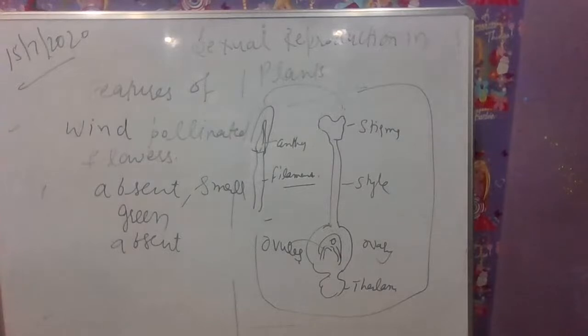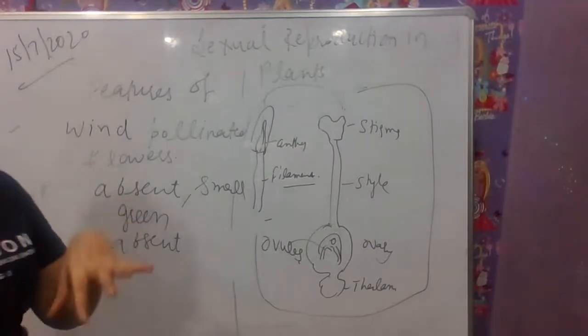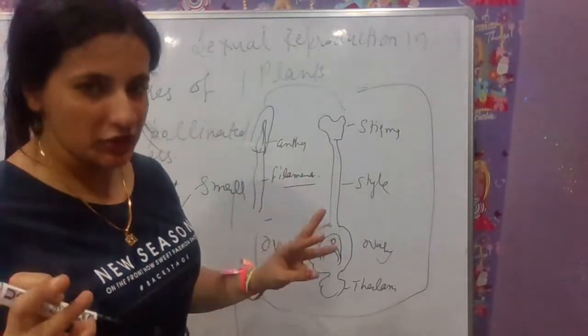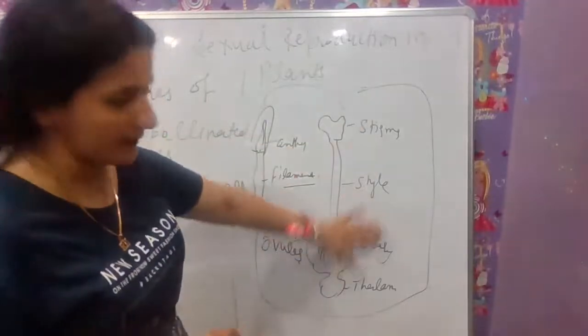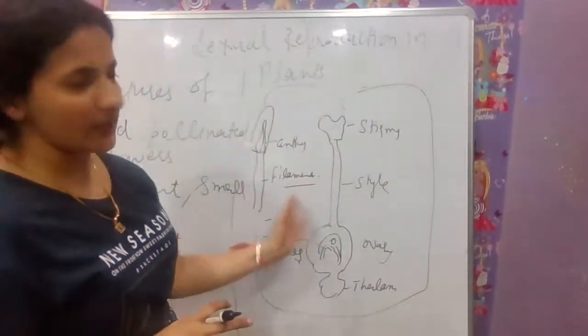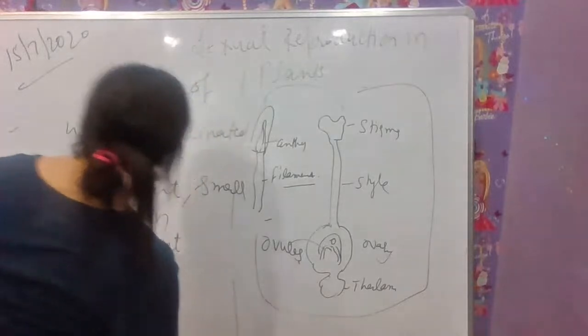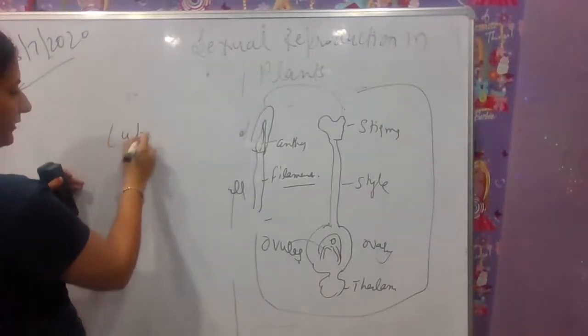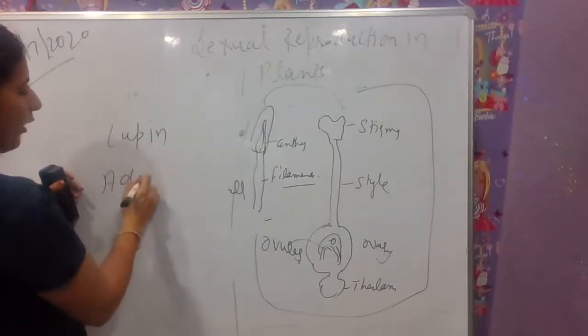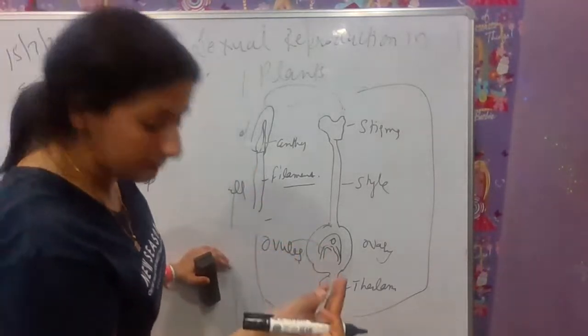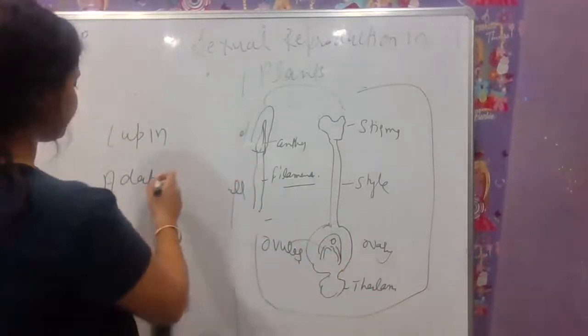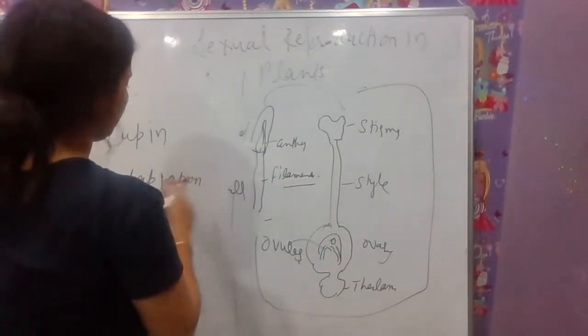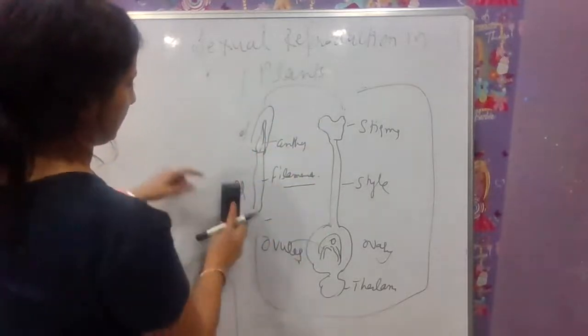Is that clear? Now beta, after this, one thing I have to cover. Some topics are left, like looping flower, and adaptation, how wind pollinated and insect pollinated flowers are adapted. That I will discuss later on. Let me finish this topic first.